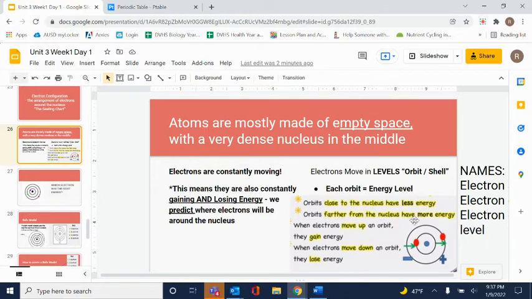Further from the nucleus, you have more energy. Closer to the nucleus, you have less energy. Now, next rule. When electrons move up an orbit, they gain energy. Again, moving up means moving away from the nucleus. When an electron moves down, or closer to the nucleus, it has less energy. Okay? So those are the rules.